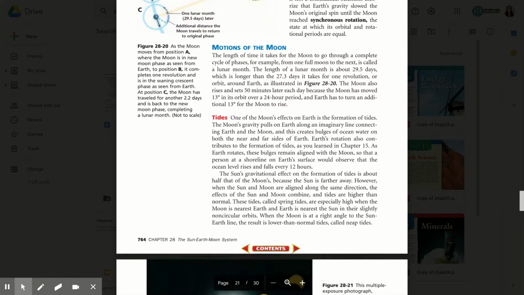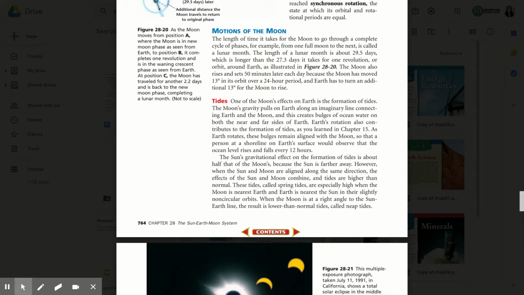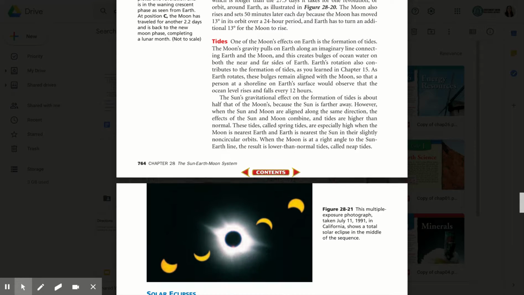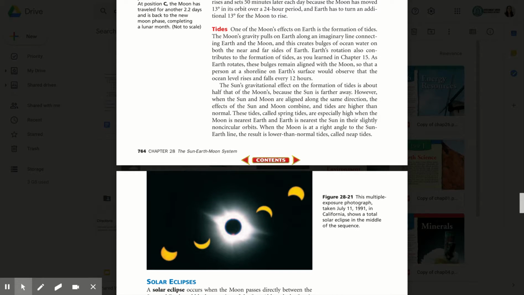Motions of the moon. The length of time it takes for the moon to go through a complete cycle of phases, for example, from one full moon to the next, is called a lunar month. The length of a lunar month is about 29.5 days, which is longer than the 27.3 days it takes for one revolution or orbit around Earth, as illustrated in Figure 28.20. The moon also rises and sets 50 minutes later each day because the moon has moved 13 degrees in its orbit over a 24-hour period, and Earth has to turn an additional 13 degrees for the moon to rise. Tides. One of the moon's effects on Earth is the formation of tides.